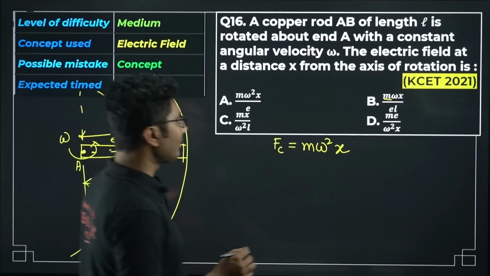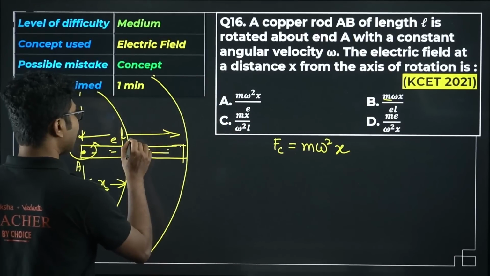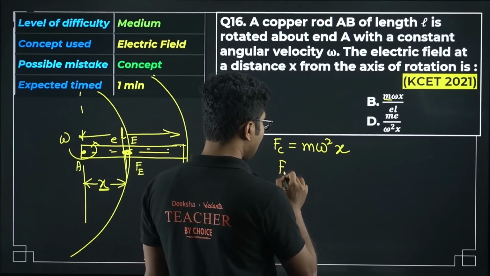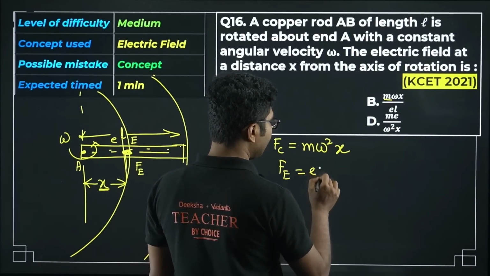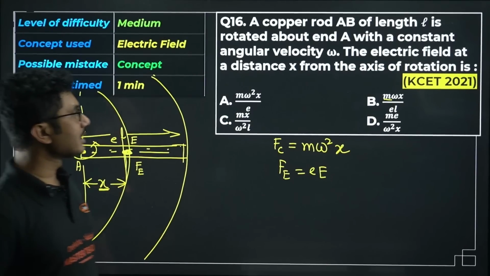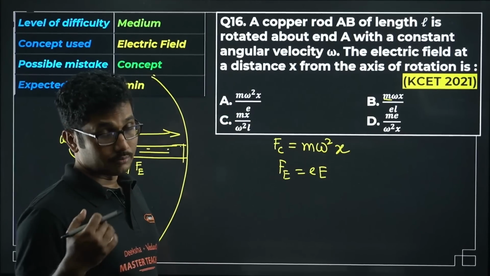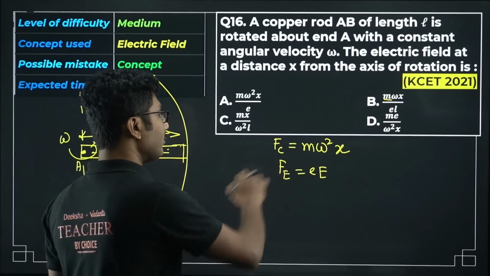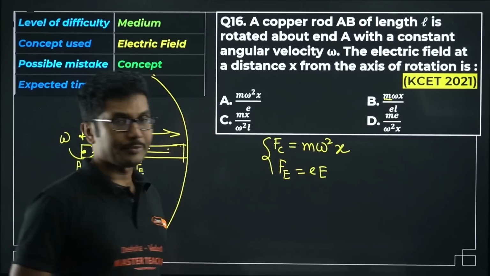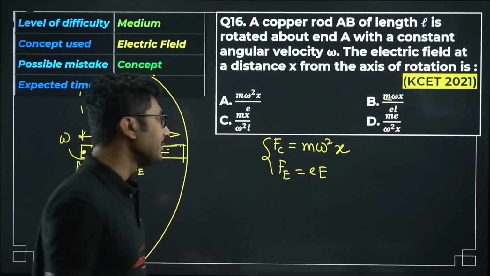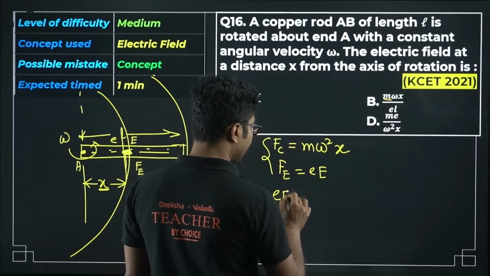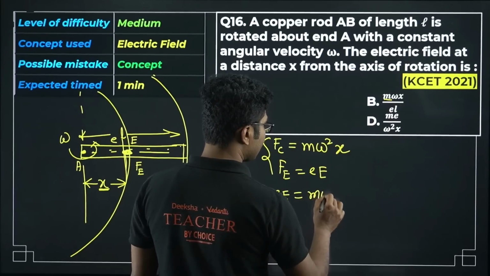So if the electric field at this point is say E, then the electron will experience a force of e into E. So basically we are saying that the force experienced by the electron must be equal. We just need to compare these two. So eE is basically m omega square x.